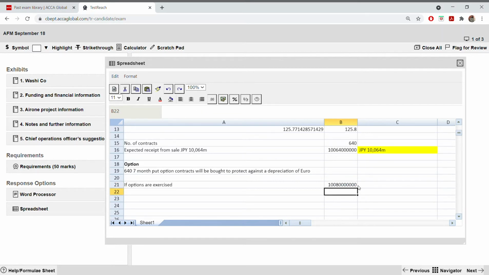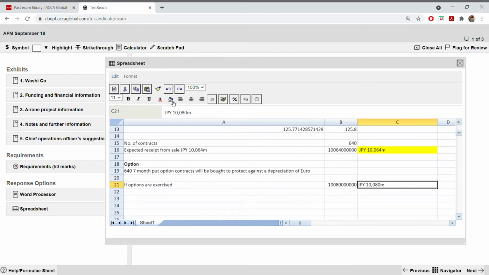If you have to write in Japanese yen, same, there will be 6 zeros. Just cut out the 6 zeros. Japanese yen, it will be 10,080 million. All the 6 zeros you have to remove. That's why 10 will remain, because with the 0, there will be 7 zeros. That's why that 0 is there.